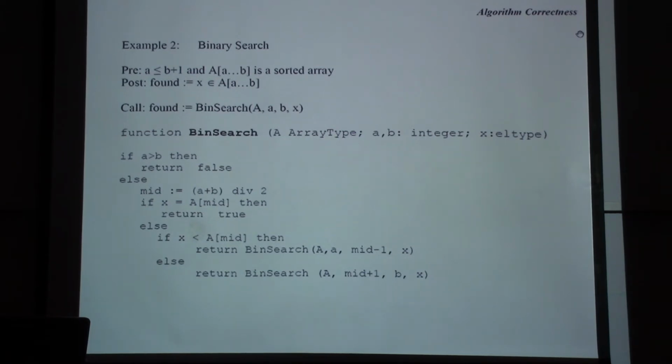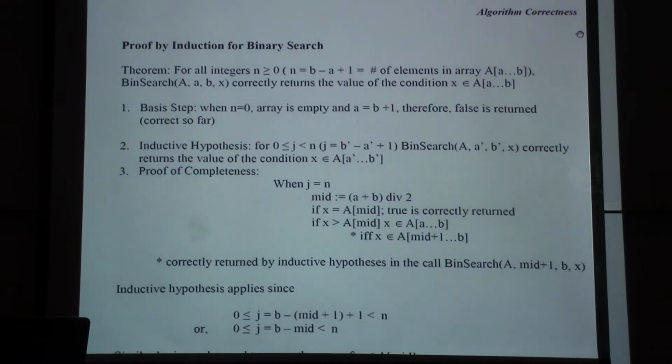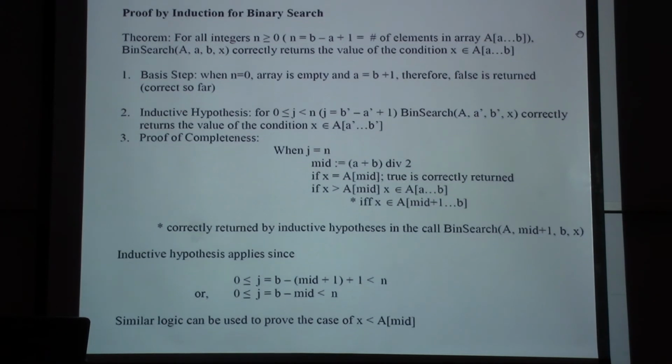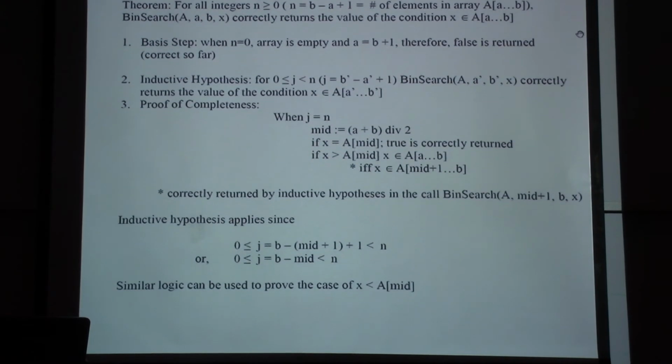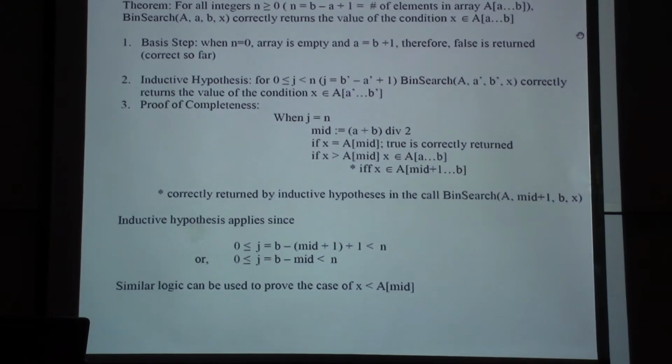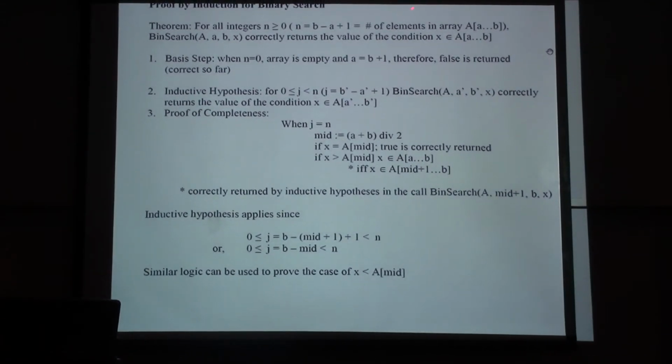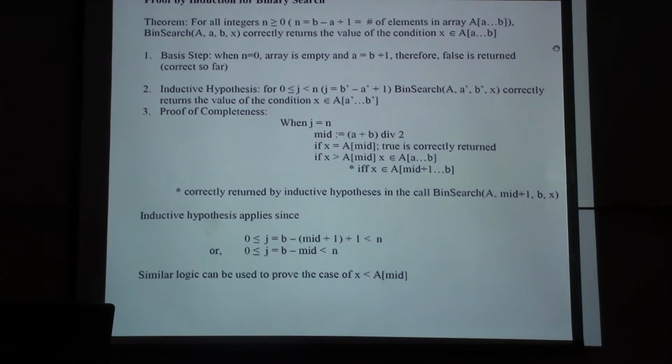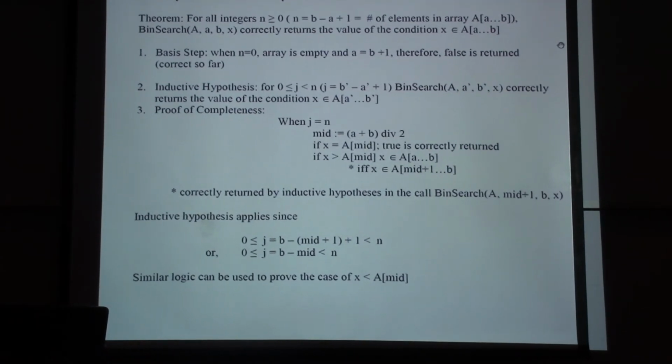And we're going to do it again by the same technique. Okay. So the basis step is n is equal to 0. N is equal to 0, array is empty, and A is equal to B plus 1. Therefore, false is returned, correct. So if the array is empty, we'll return false.